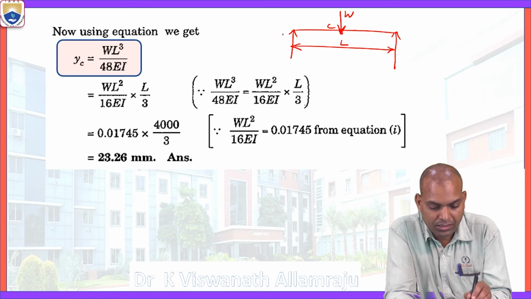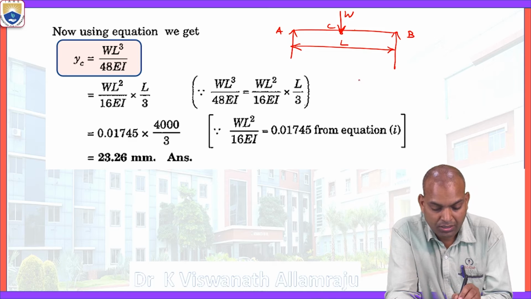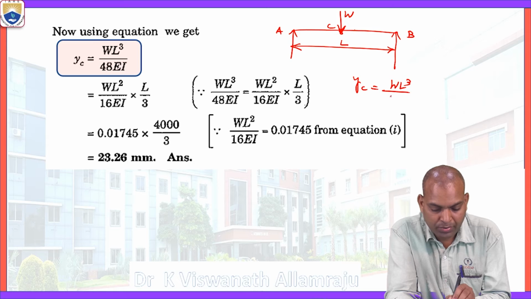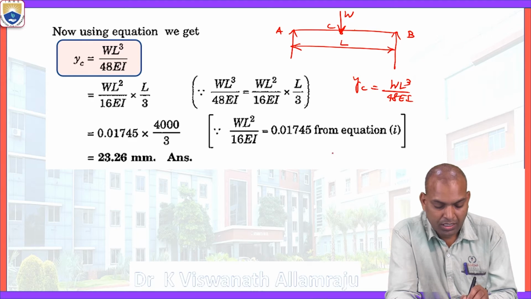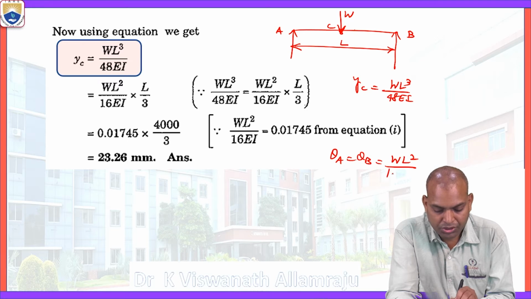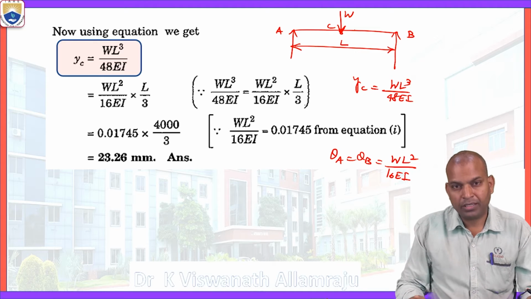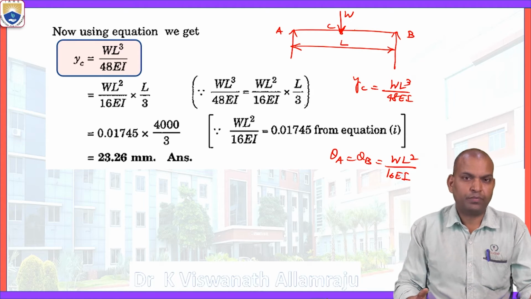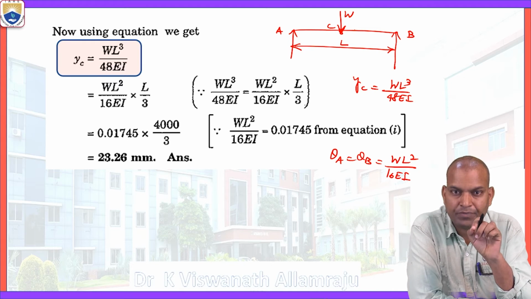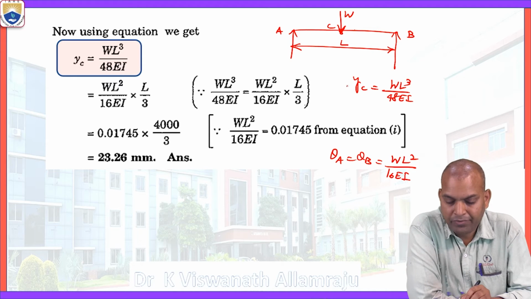At the center is C, and A and B are the supports. For this case only, the deflection at the center C is WL cube by 48 EI, and theta A equal to theta B equal to WL square by 16 times EI. These two formulae are only applicable for the case of a simply supported beam subjected to a central concentrated load at the center. Otherwise, you should not use these two formulae for other cases.